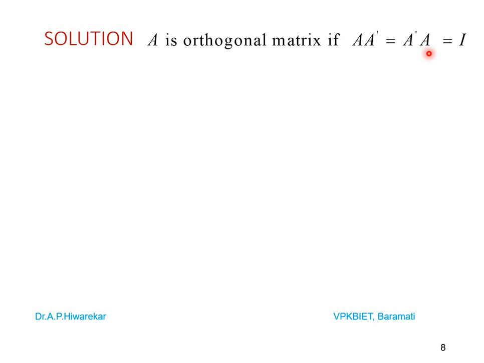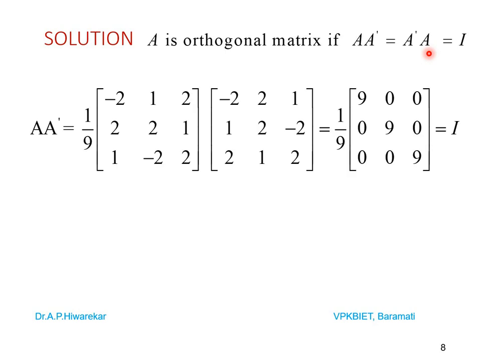So actually we take the product A into A transpose. 1 by 3 into 1 by 3 gives 1 by 9. A is given as this matrix. A transpose, how do we write it? We write the first row as the first column. So it will be minus 2, 1, 2 as the first column. Second row, second column, so it is 2, 2, 1. Then third row, third column: 1, minus 2, 2. And we find the product.